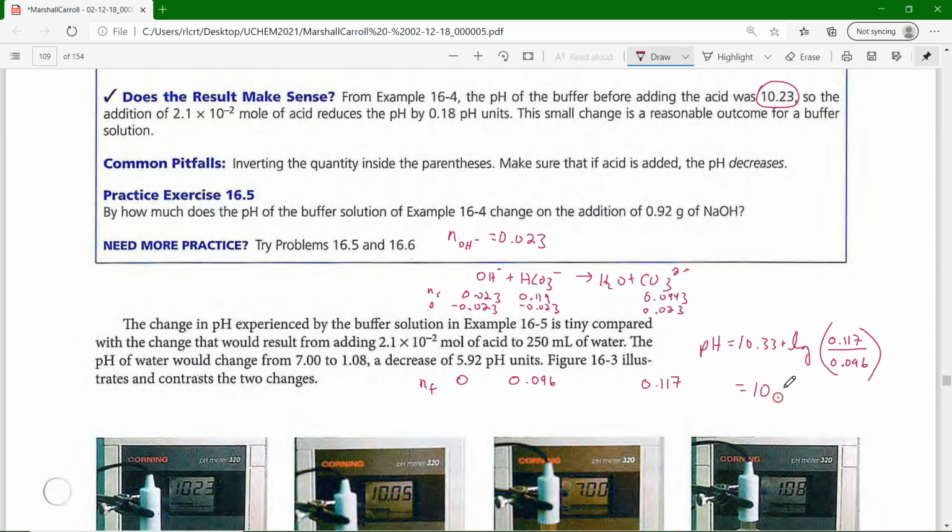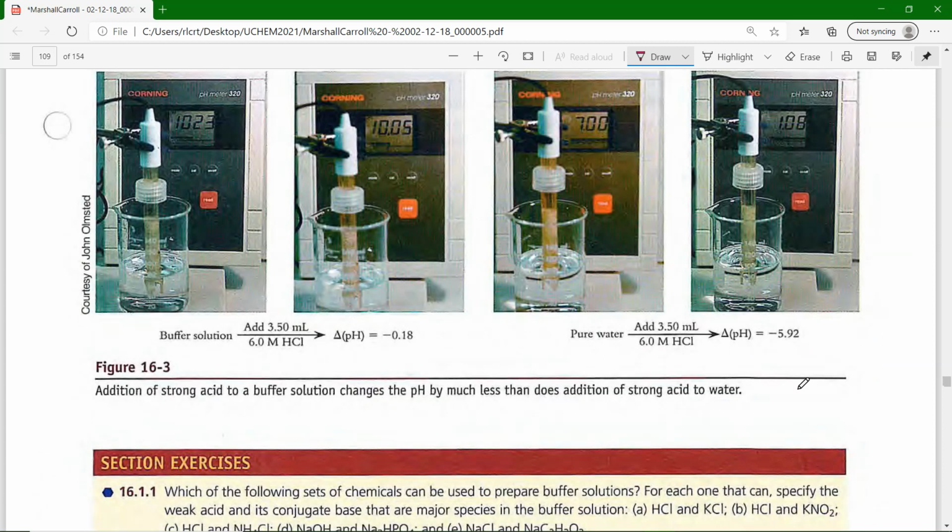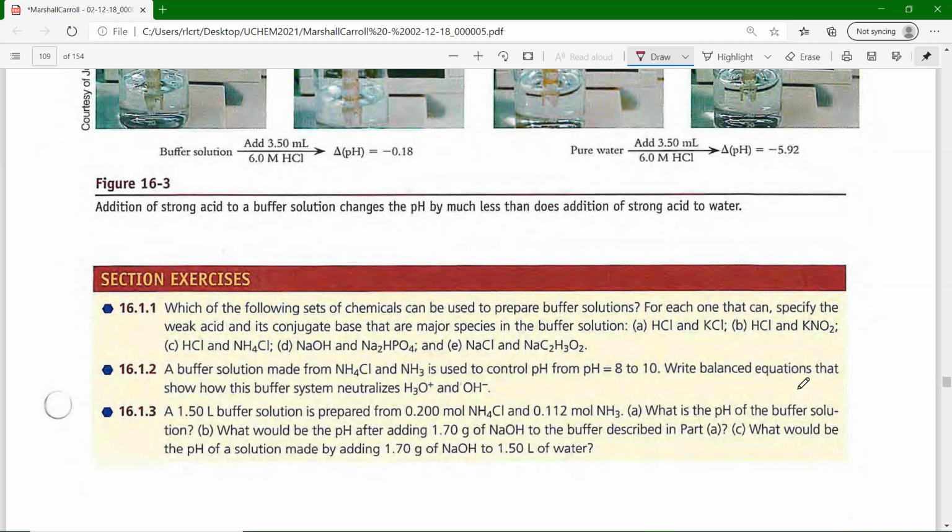So that sounds reasonable, right? It's not radically different, and it's also higher than 10.33, which you want because you're dumping in a base, so the pH is going to go up. So I'm pretty confident that's right, but I'm never sure, so let's take a look. So practice exercise, increase by 0.18 to 10.41. Oh, and I said 10.42, so that was just a bit of rounding, wasn't it? Okay, then there's a picture showing all that. You can see that if I just add hydrochloric acid to some buffer, the pH change isn't much, but add it to pure water, the pH change is a lot.